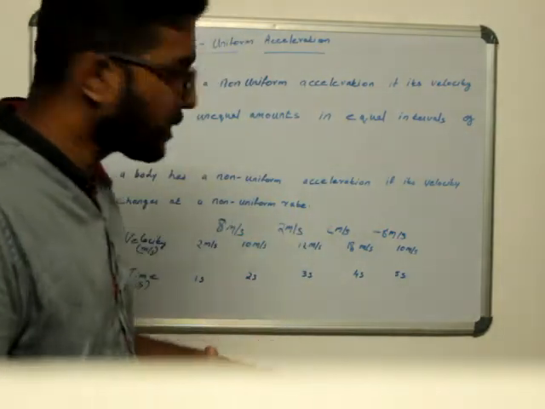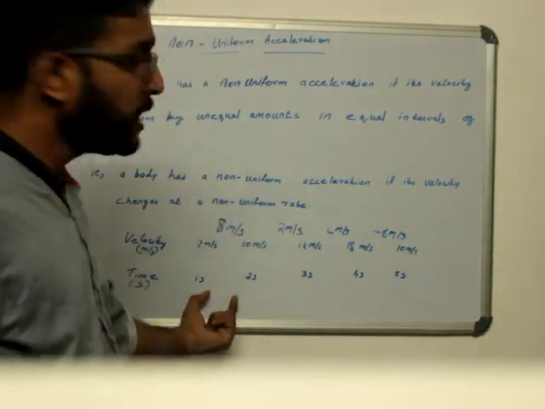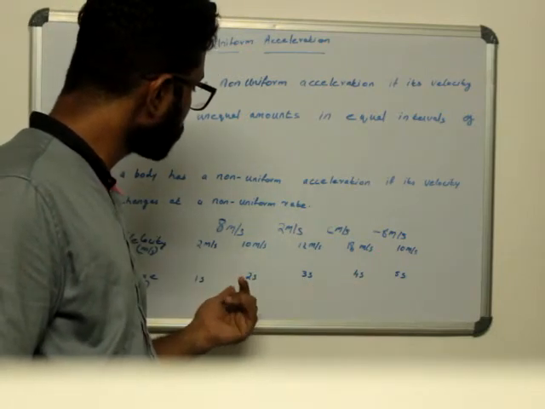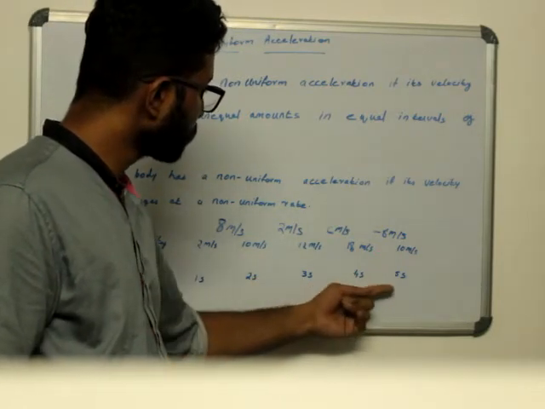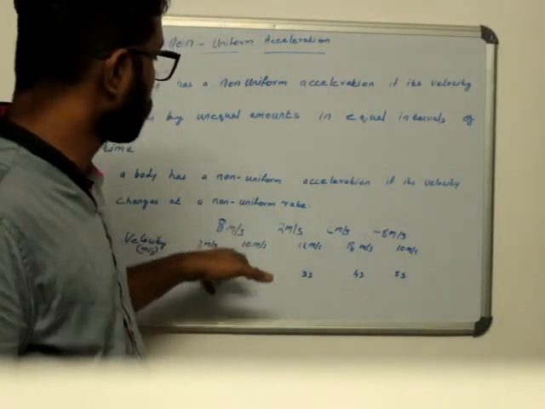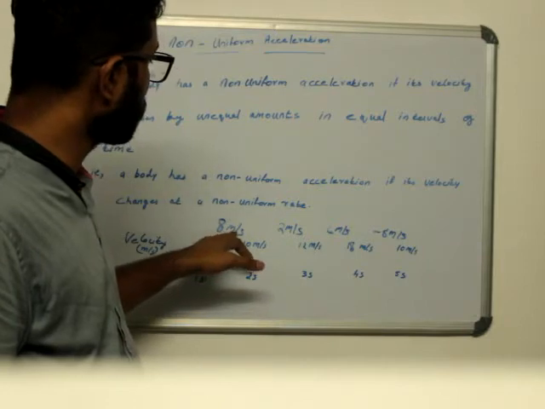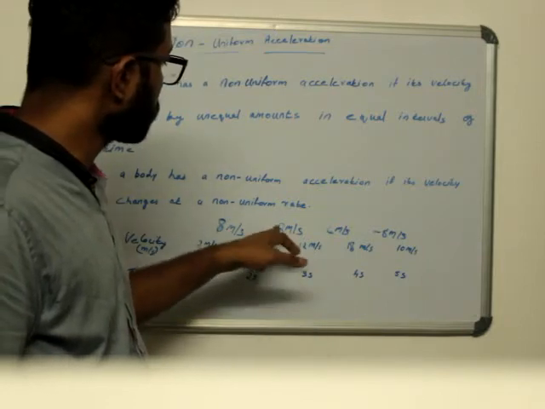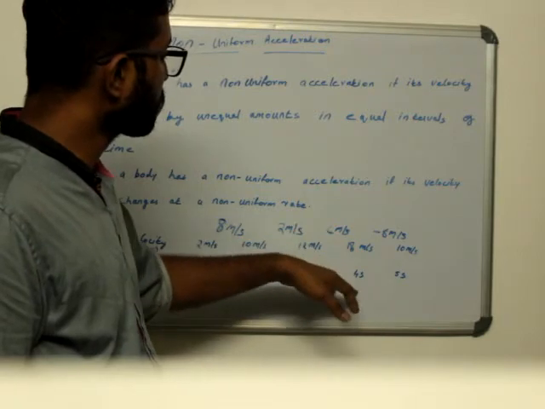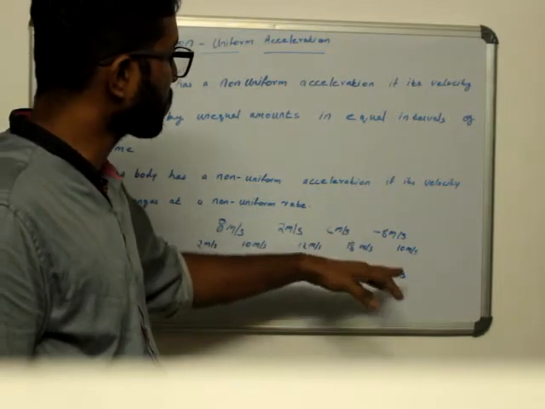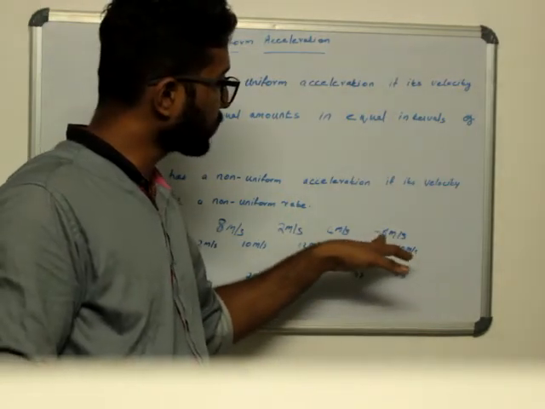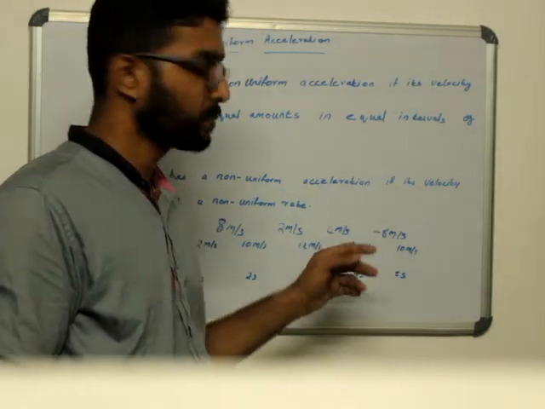So you can see that at equal intervals of time, that is in each 1 second, the change in velocity is different. In this 1 second, 8 meters per second. The next second, the change in velocity is 2 meters per second. In the next 1 second, 6 meters per second. And here, retardation, it is slowing down by minus 8 meters per second.